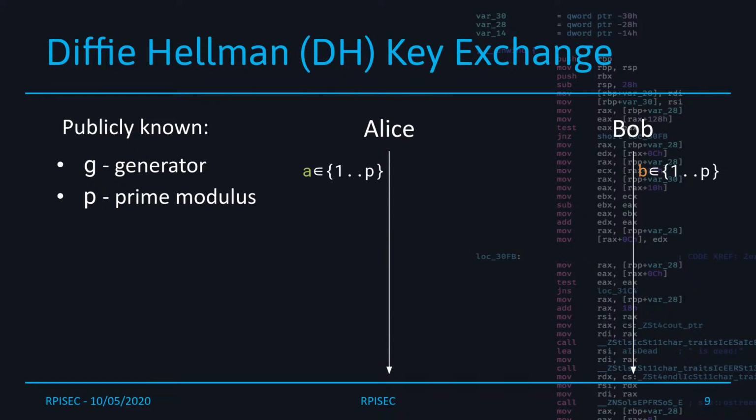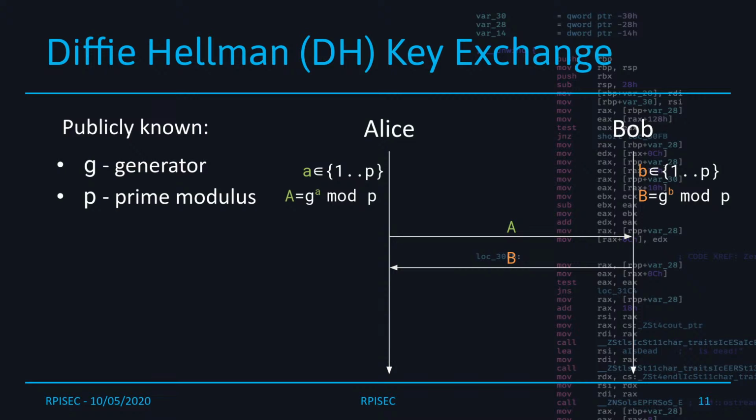Then Alice and Bob both pick private numbers, little a and little b, in the range from 1 up to p minus 1. And then each of them computes the result g to the power a mod p. So Alice has capital A and Bob has capital B, and then they both send these to each other.